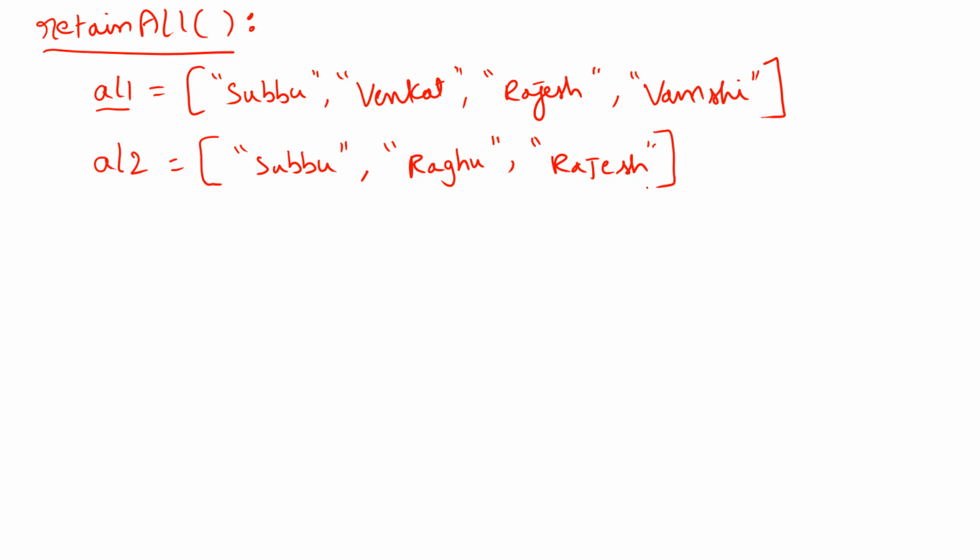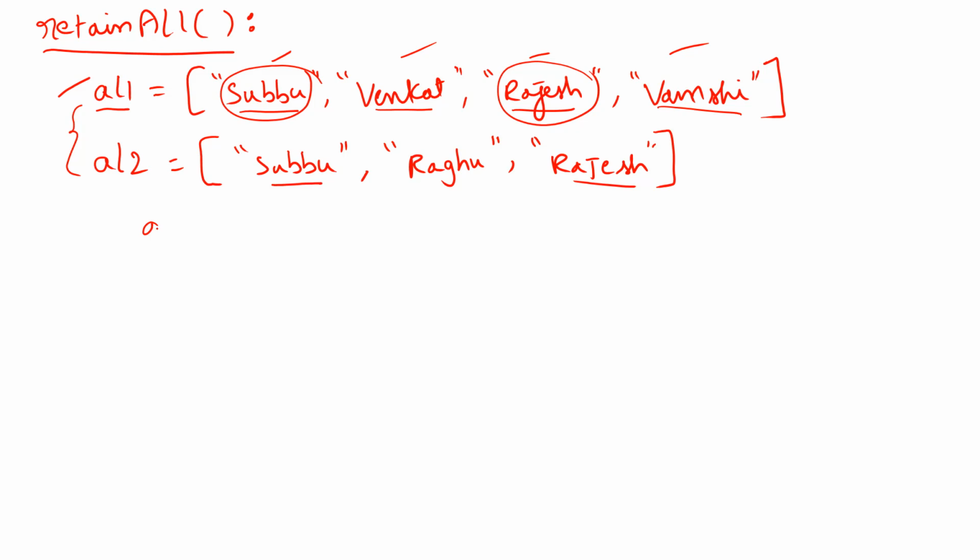Now, what are the common elements between these two? The common elements are Subbu and Rajesh. So, I want to retain only these common elements in AL1 and remove all the other elements. So, I want to retain only Subbu and Rajesh which are common between AL1 and AL2 and I want to remove Venkat and Vamshi. So, for this one, we have to use the method retainAll. So, we can say AL1.retainAll(AL2).